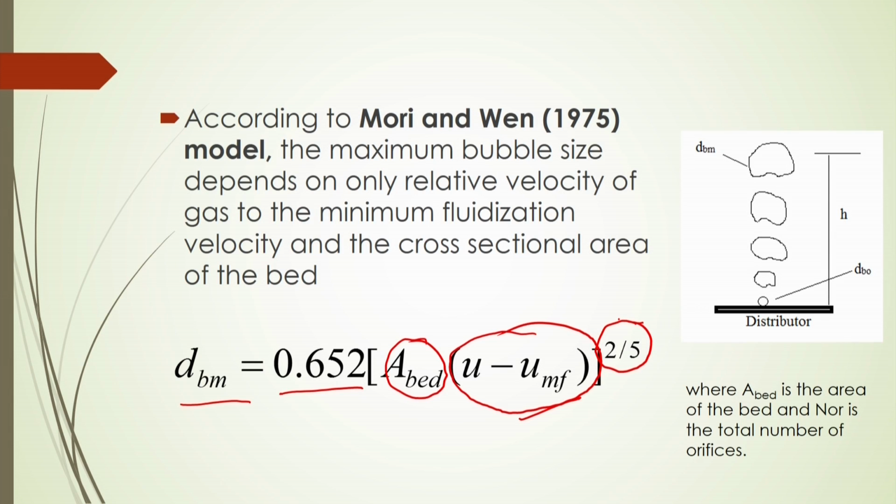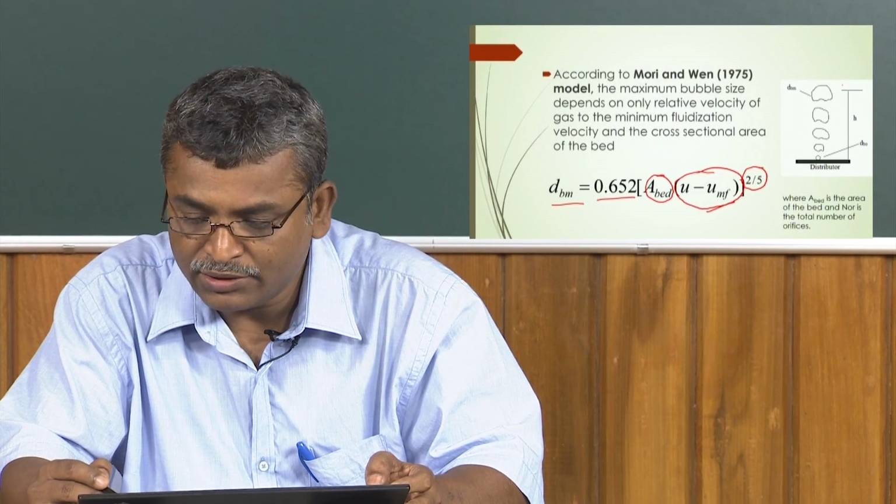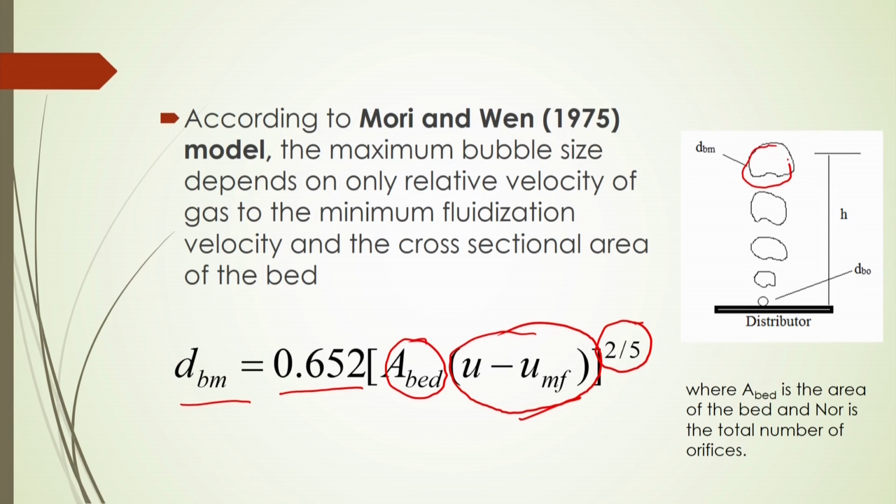Now, we have of course discussed earlier how to obtain this maximum bubble diameter by the photographic method. If you use a high-speed camera as well as a microscopic camera, you will observe the exact size of the bubble diameter, and after analyzing it with suitable image analysis software, you will be able to calculate the maximum bubble diameter. So, once you know the maximum bubble diameter for different operating conditions, if you correlate it with the experimental results, you will get a coefficient of 0.652 and the power 2 by 5.